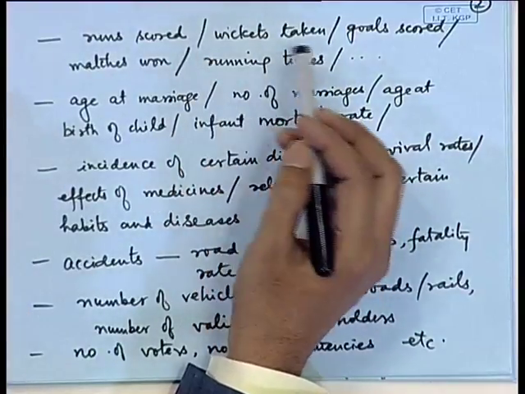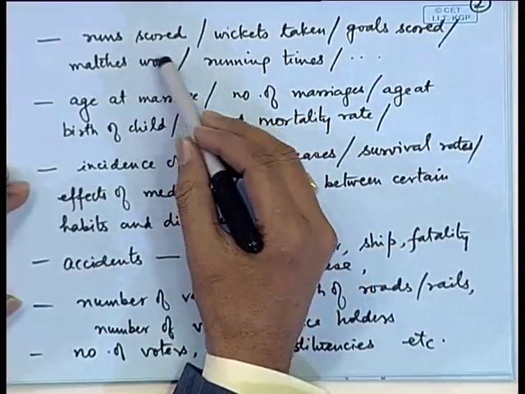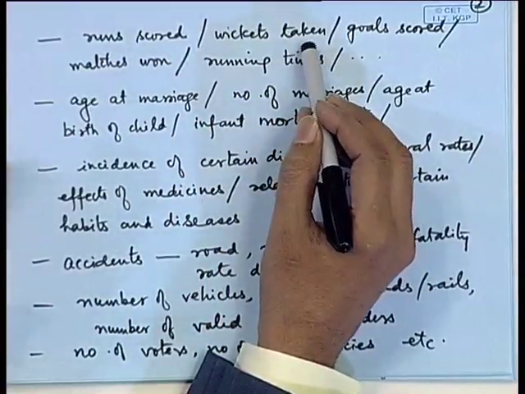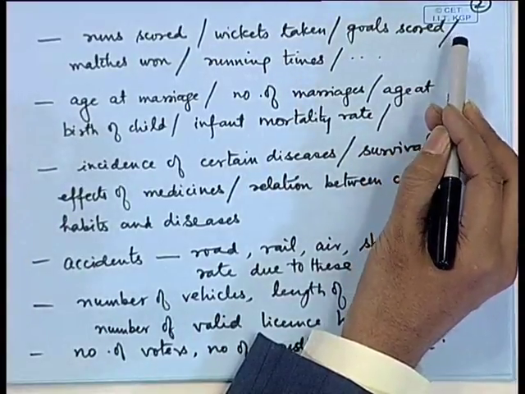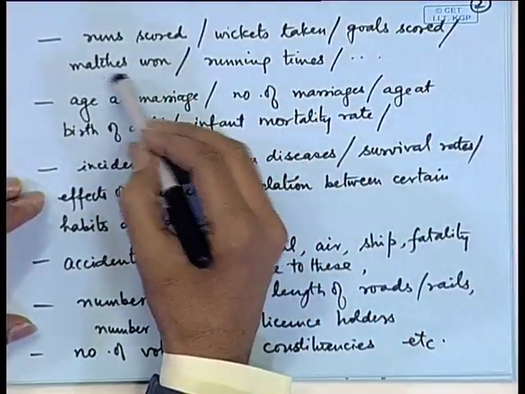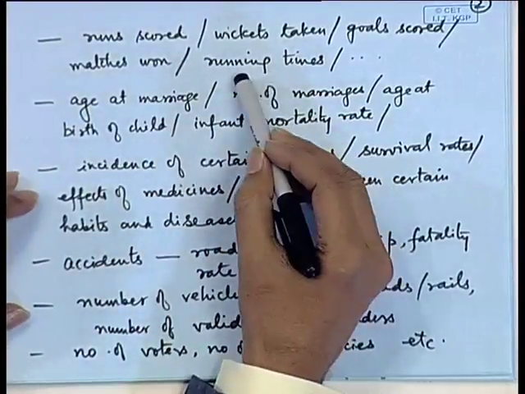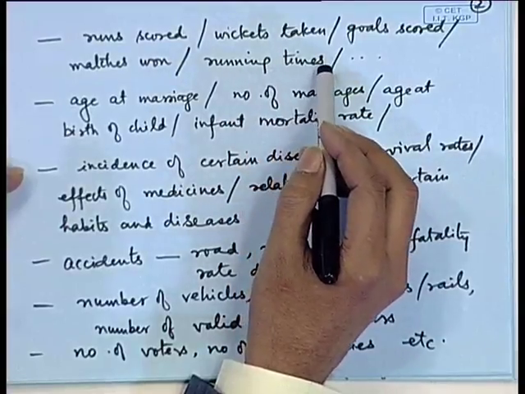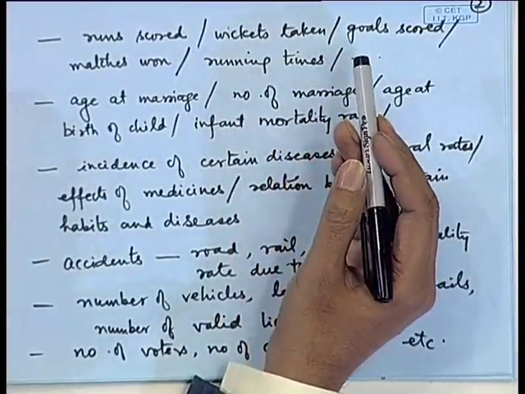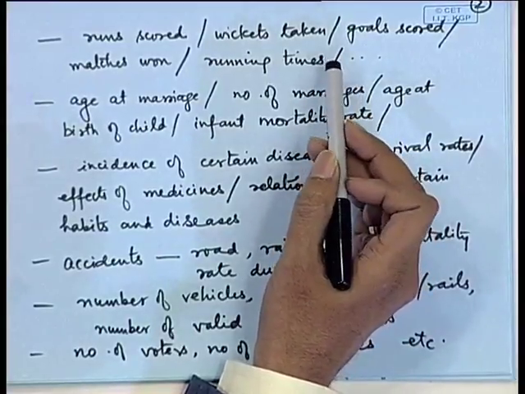Statistics are kept in areas such as sports, where we keep a record of the runs scored by players, wickets taken in a cricket match, in a football match, how many goals are scored in a hockey match, how many matches are won by different teams. In, say, athletics, what are the running times of the top athletes for certain events, say the 100-meter race or 200-meter race, etc.